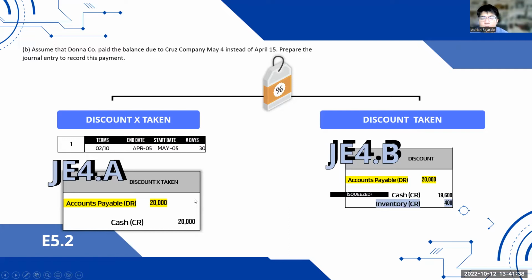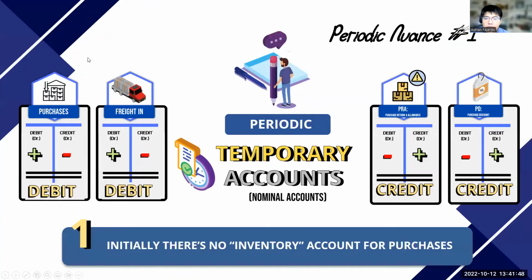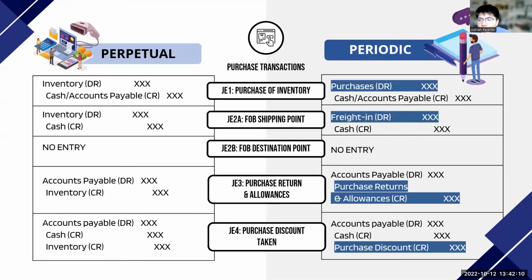So again, similarly with what we did in the previous exercise, let's try to solve this for periodic, right? So for periodic, basically, the difference would be in periodic, we basically have temporary inventory accounts. Yung purchases, freight in, PRA, PD. So basically, walang inventory account under periodic until the very end, right? So initially, sa purchase-related transactions, walang inventory the name initially, right? Therefore, the difference lang is, kung ito inventory lahat, ito purchases, freight in, PRA, PD, right?